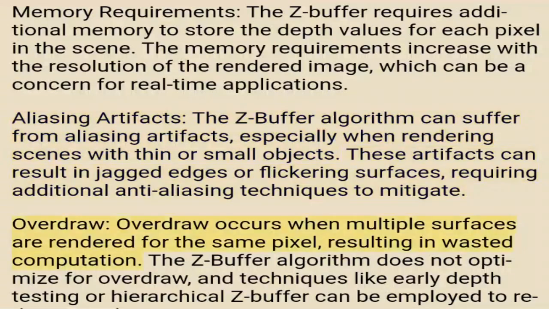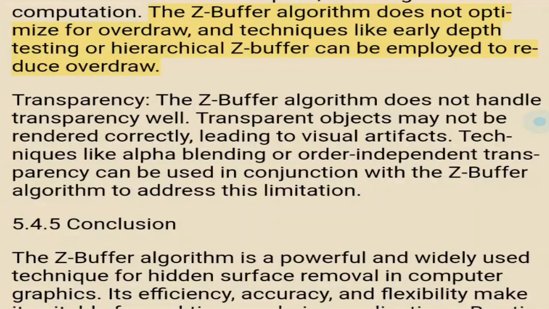Overdraw. Overdraw occurs when multiple surfaces are rendered for the same pixel, resulting in wasted computation. The Z-buffer algorithm does not optimize for overdraw, and techniques like early depth testing or hierarchical Z-buffer can be employed to reduce overdraw. Transparency. The Z-buffer algorithm does not handle transparency well. Transparent objects may not be rendered correctly, leading to visual artifacts. Techniques like alpha blending or order-independent transparency can be used in conjunction with the Z-buffer algorithm to address this limitation.